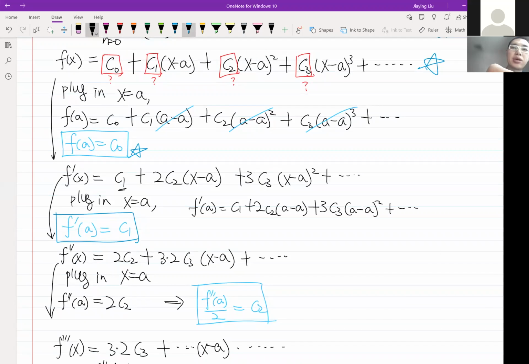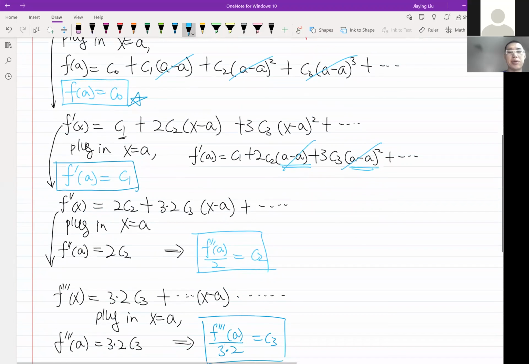So again, you get this a minus a in all the terms except for the very first term, C1 there. So that becomes 0, and that will give us f prime of a equals C1. And then repeat the process, taking the derivative, plug in x equals a, then we can come up with a formula for C2 and C3 and C4 and so on.